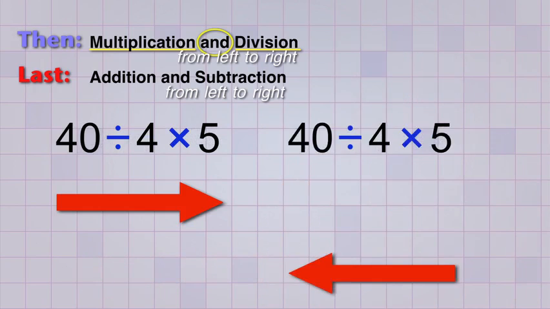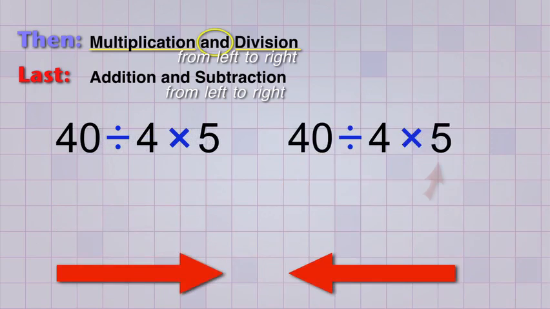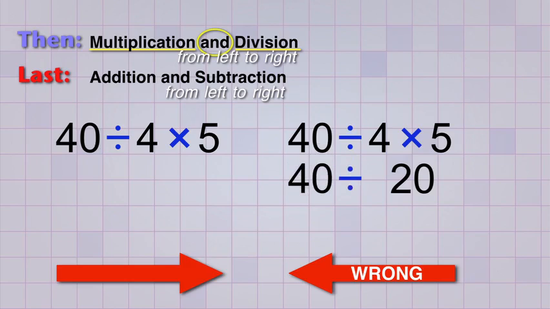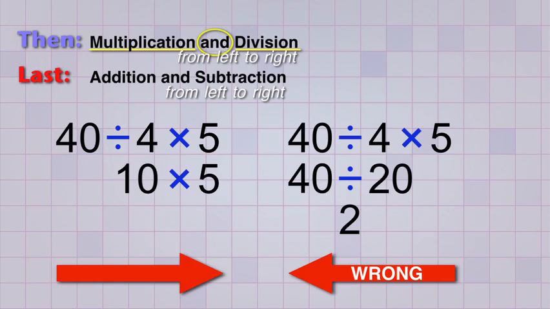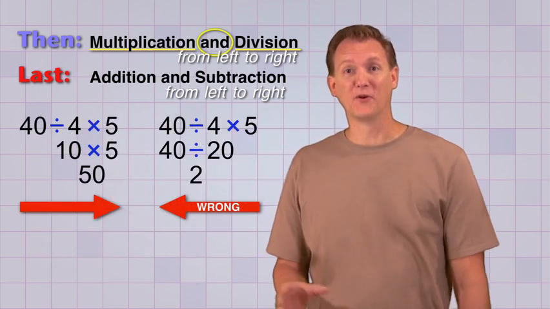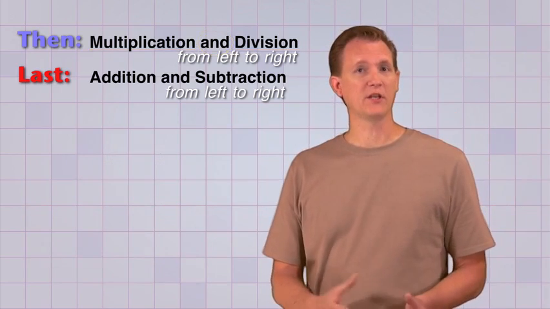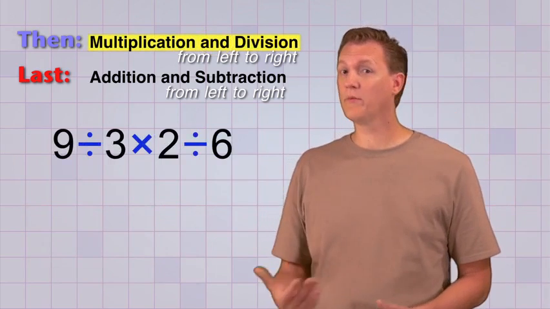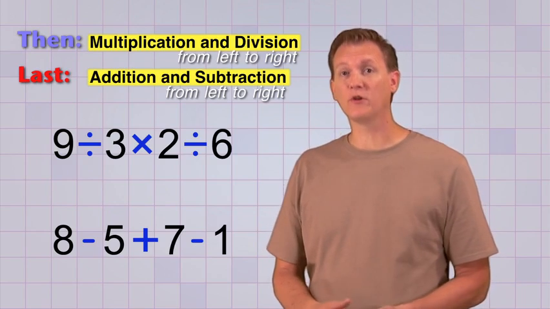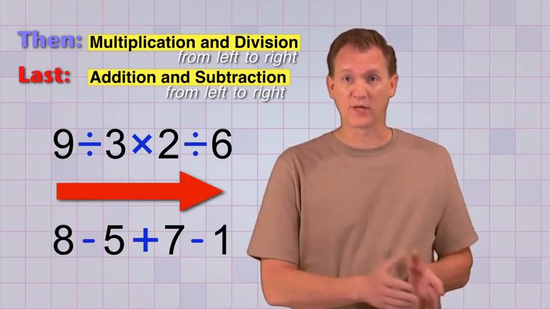That's because in some cases, you can get a different answer if you go from right to left. For example, in this problem, if you work from right to left the wrong way, you would do the 4 times 5 first and get 20. And then 40 divided by 20 equals 2. But if you go from left to right, you would do 40 divided by 4 first, which is 10. And then 10 times 5 equals 50. Wow, the direction we went made a big difference. So whenever you have a problem that has a mixture of multiplication and division, or a mixture of addition and subtraction, you know to do the operations in order from left to right.